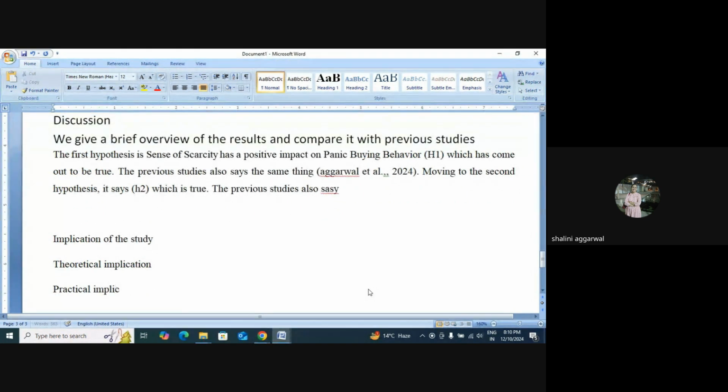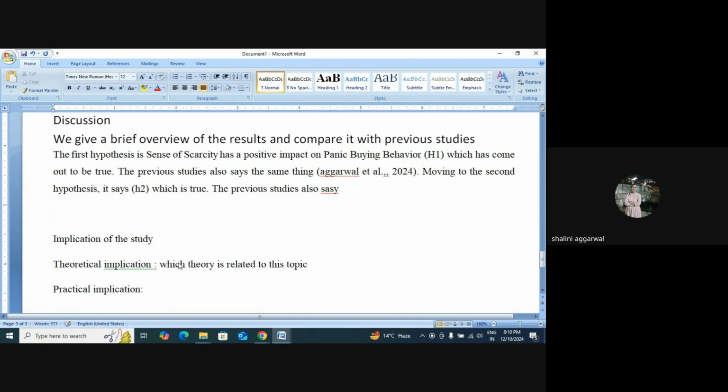Theoretical implication: which theory is more dominating or which theory is impacting this topic? Or which theory is related to this topic? So you have to again mention a brief overview of it here.